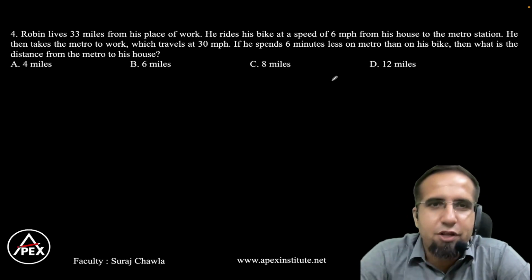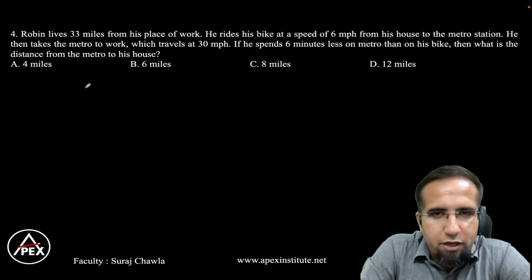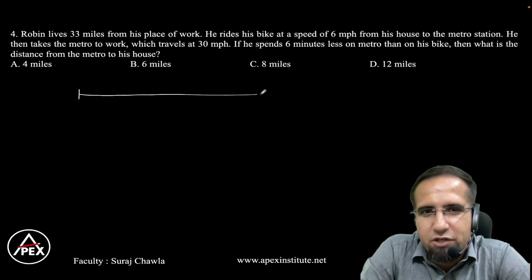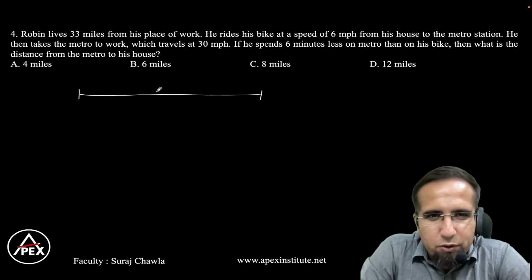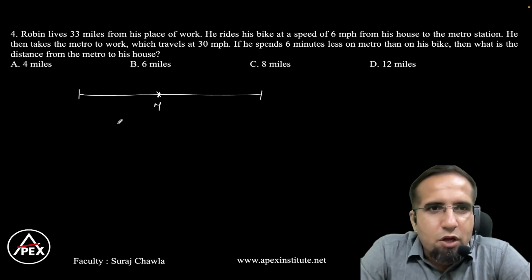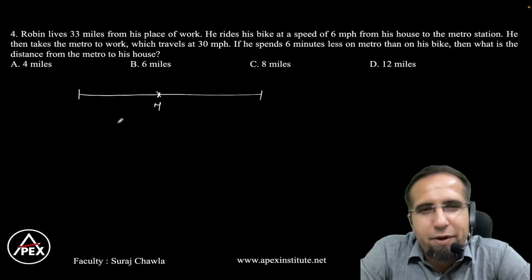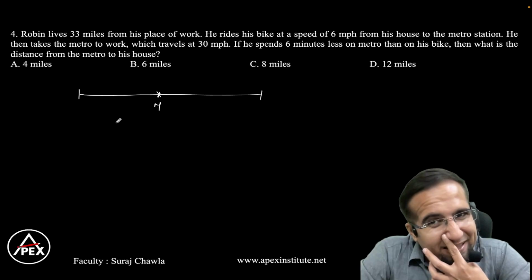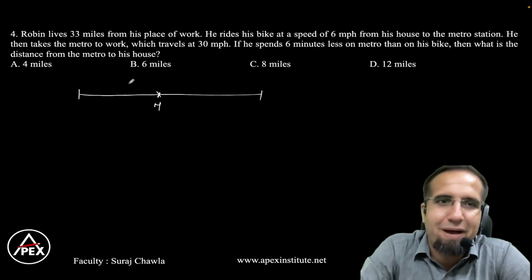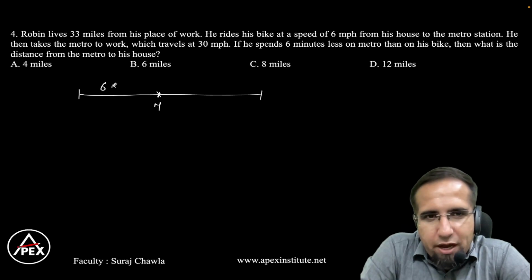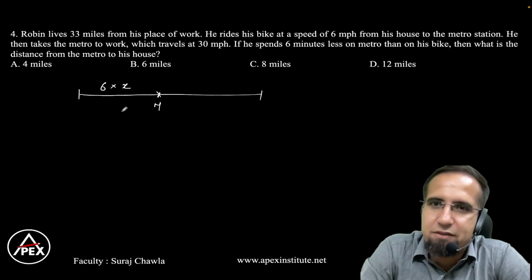Now Robin lives 33 miles from his place of work. Okay. He rides his bike at a speed of 6 miles per hour to reach a metro station. Okay. Let's say the metro station is somewhere here. Now he takes a metro to work, and that metro travels at 30 miles per hour. Okay. Now he spends 6 minutes less on metro as compared to his bike. Now since the speed is given to me in miles per hour, let me assume that on bike he is traveling for x hours.